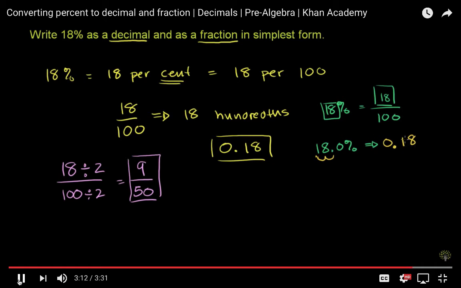Or you could immediately say that 18% as a fraction is 18 over 100. When you put it in simplified form, it's 9 over 50. But you should also see that 18 over 100, and we have seen this, is the exact same thing as 18 hundredths, or 0.18. Hopefully this made some connections for you and didn't confuse you.